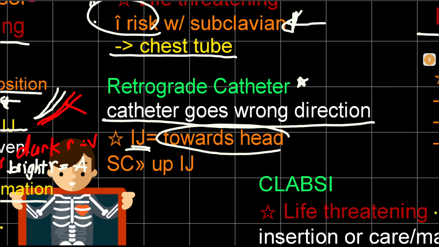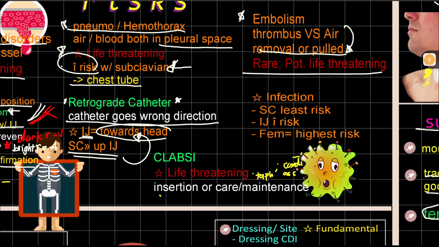Yung subclavian mo, napunta saan? Sa IJ. So, tumaas. Napunta sa internal jugular. Dahil nga, sa location niya, difficult yung site niya. Baka naman hindi napunta yung tip sa tama niyang puntahan. So, that's retrograde catheter. Okay, meaning bumalik o nag-U-turn.